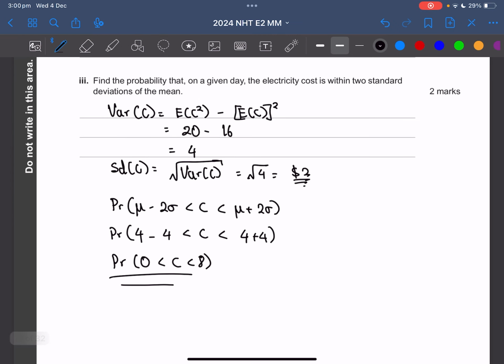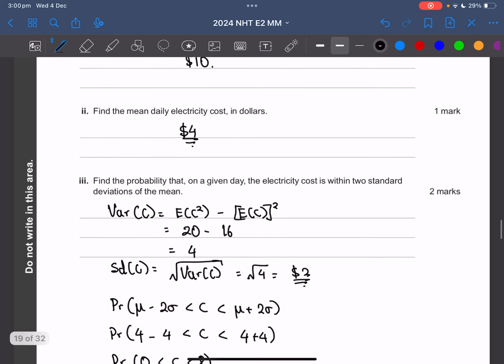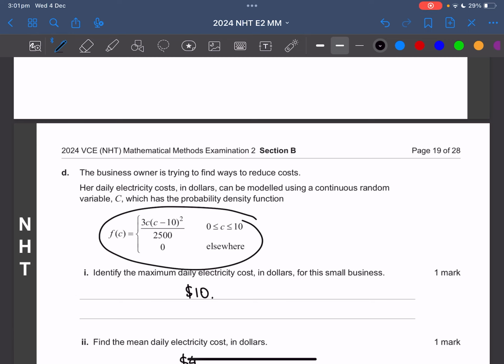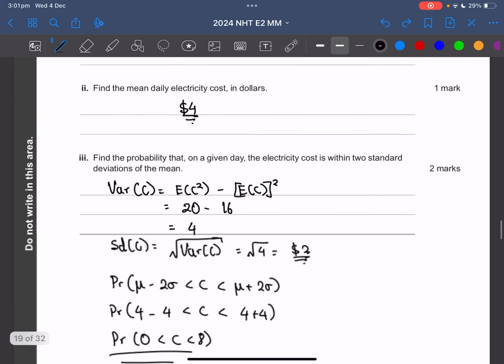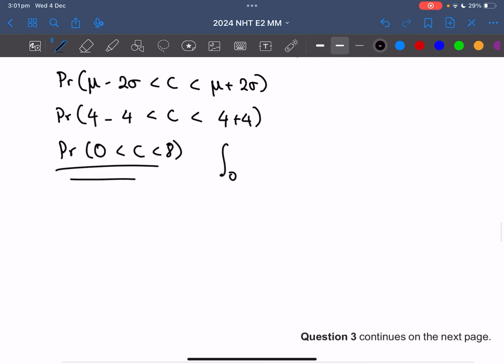Do we use normal or do we use binomial? The correct answer is none. We don't use any distributions here because this is a probability density function. The area under the graph represents probability. So all we have to do is integrate from 0 to 8 of f(c) dc, and that will give us our probability.